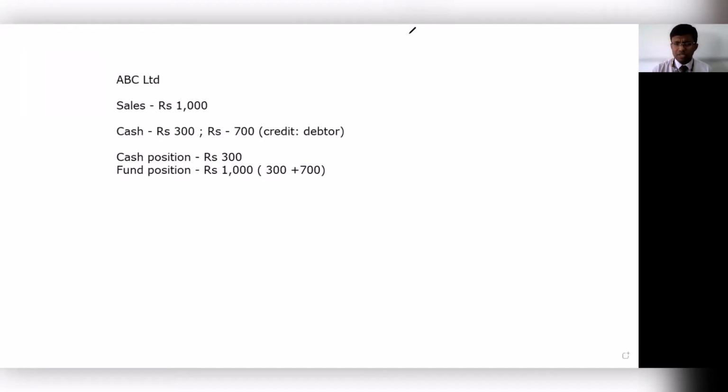Let me explain this to you with another example. Let's talk about the balance sheet. On 31st March 2020, the value of land is rupees 25,000, and on 31st March 2021, the value of land is rupees 40,000.